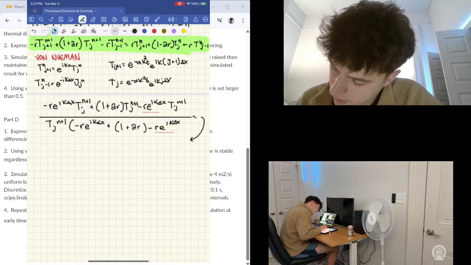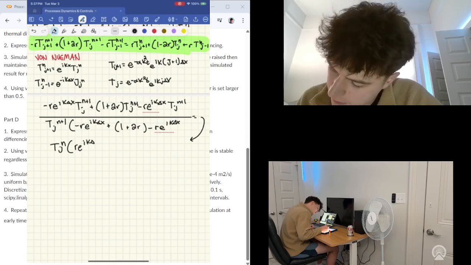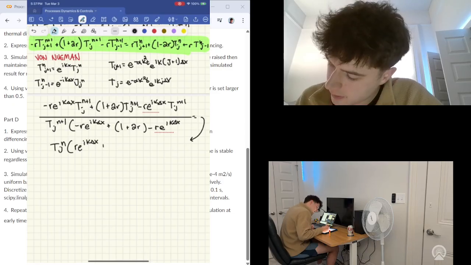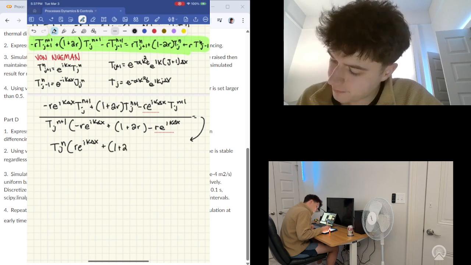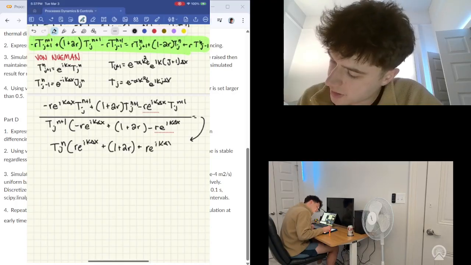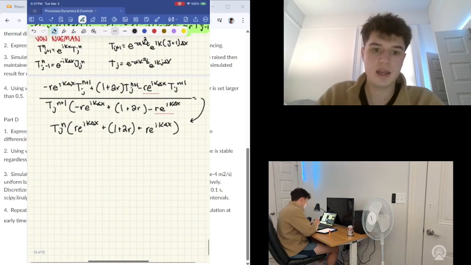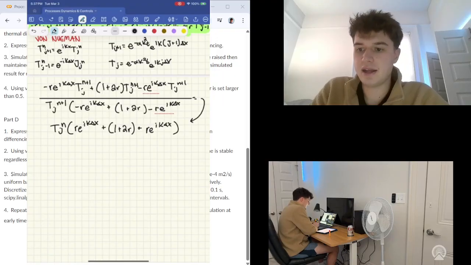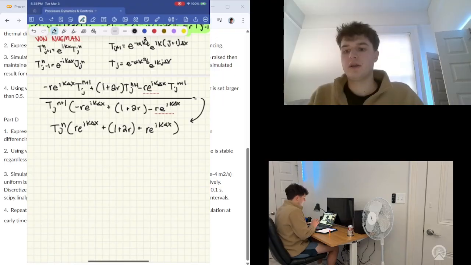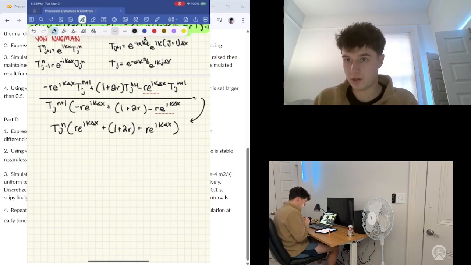When we simplify that down, we come to T_j^n, R e^(ikΔx). So much algebra. It's disgusting, especially when you can make little mistakes and it matters so differently. Okay, so here's our big equation right there, as you can see, and let's continue.